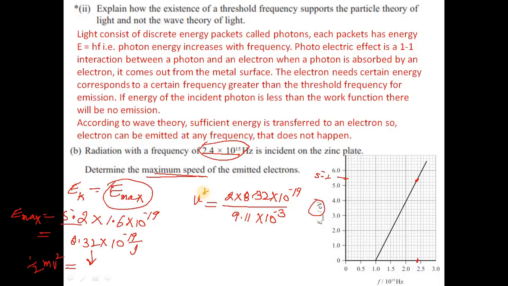This is v square, and after calculating this you can take a square root. So after taking the square root, v would be equal to 1.4 × 10^6 meter second inverse.